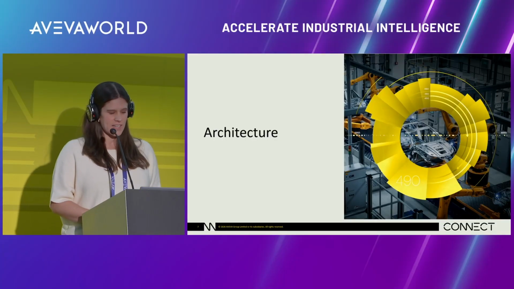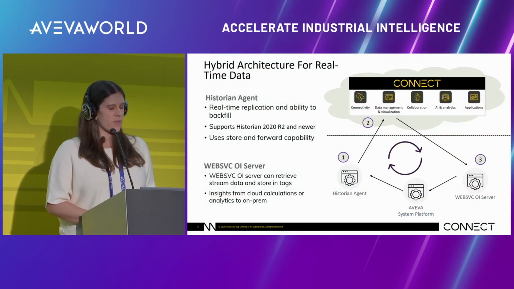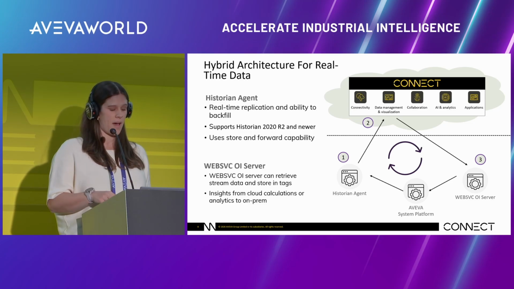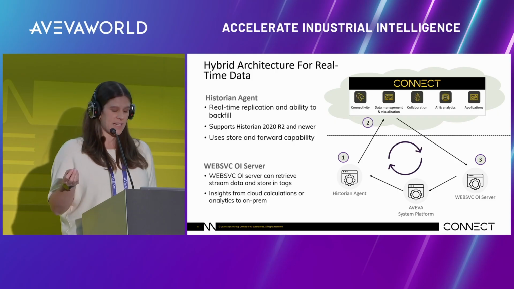So let's talk about the architecture of these two things. First, the historian agent. You can see in the diagram there, at the bottom we've got AVEVA System Platform. Then we've got the historian agent that's subscribing to the data from the tags, sending it up to Connect.